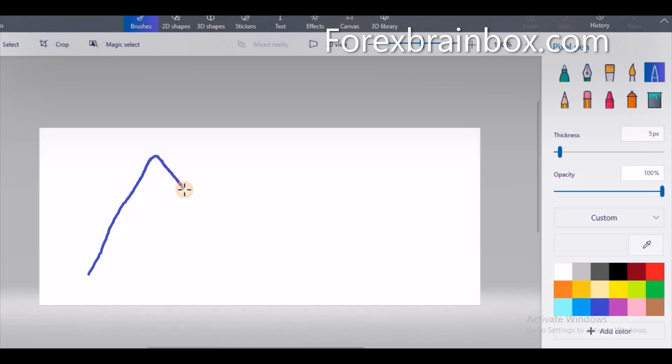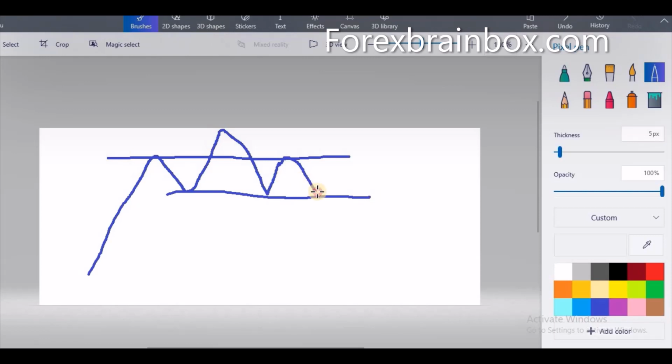It tries to break. The second time it breaks the higher high. Comes down again. And the third time, it wouldn't be able to break the previous shoulder, right here, giving you your support level. So when price breaks through the zone, there you go, you have your head and shoulders.